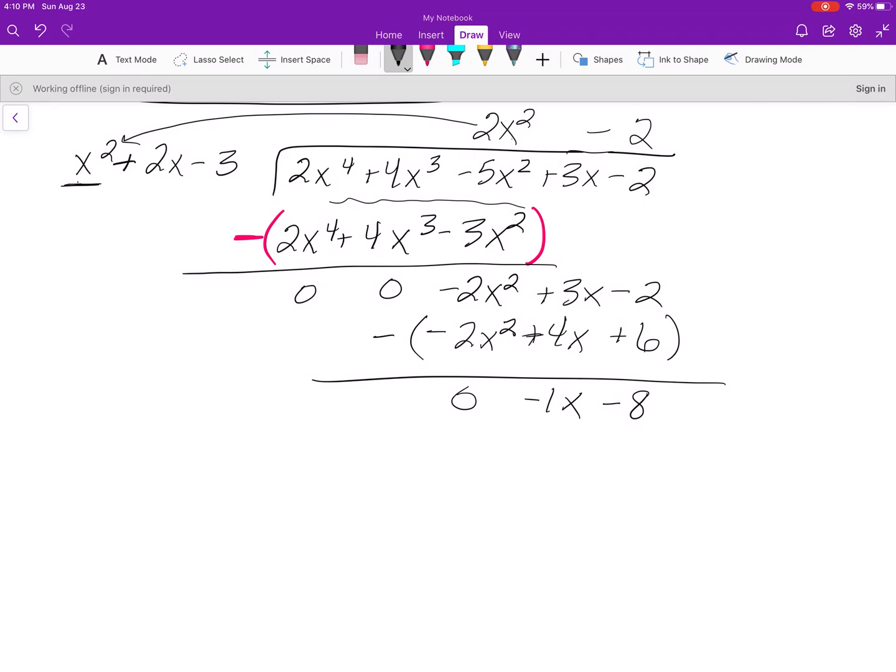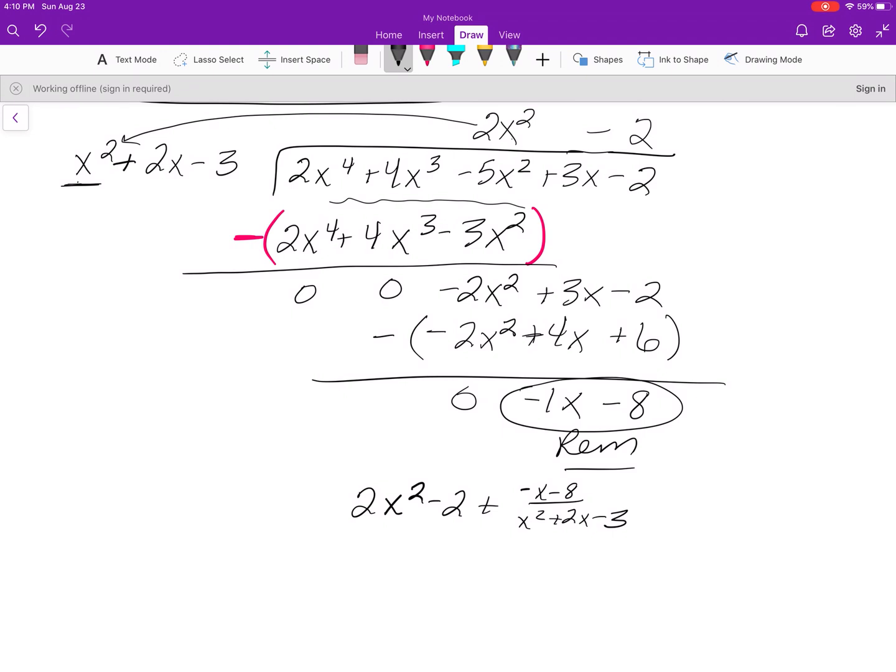Okay, so I can't divide any more into this, so this is my remainder. And so my answer is going to be 2x squared minus 2 plus negative x minus 8 over x squared plus 2x minus 3. Okay, I'm going to check my work for that because I don't remember that answer. It doesn't look familiar to me, and I reviewed this before.